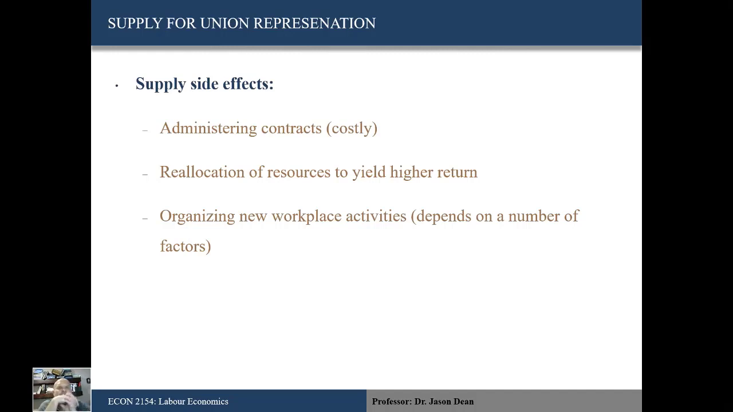Of course, organizing new workplace activities will depend on a number of factors. We can see here, just looking at these and discussing the supply side, that it makes sense that unions would want to target workplaces where there's a high level of profit for the firm that's hiring the workers, and a workplace with a large number of members from which to collect union dues. Thus, it's not surprising that we see high unionization rates among workers in the public sector, and we also saw earlier in the statistics that union density tends to be higher in firms with a larger number of employees.